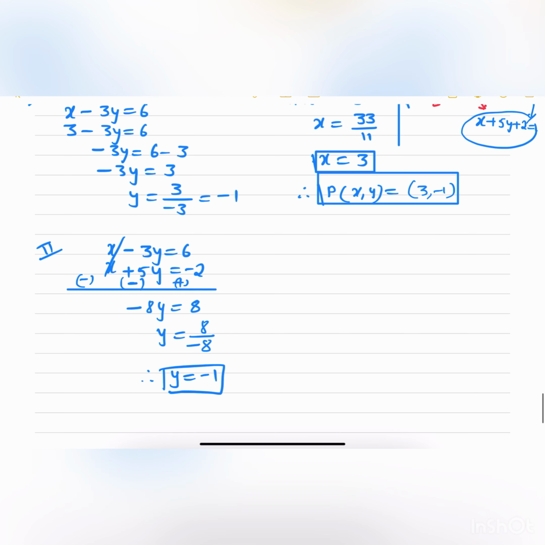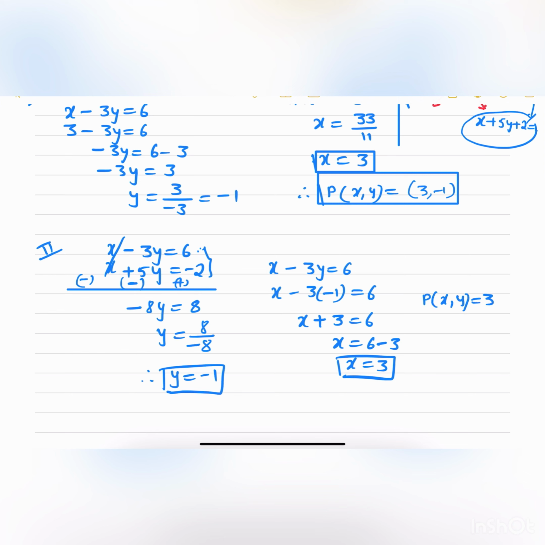So we got the y value, and we should get the x value. So let us substitute y in any one of these two equations. Let me take x minus 3y is equal to 6. x minus 3 into minus 1 is equal to 6. x plus 3 is equal to 6. x is equal to 6 minus 3. x is equal to 3. So now the point P is equal to (3, minus 1). In this case also it is the same, right?